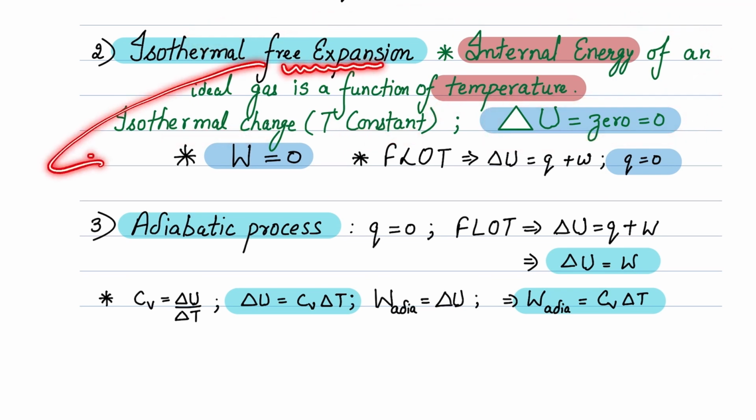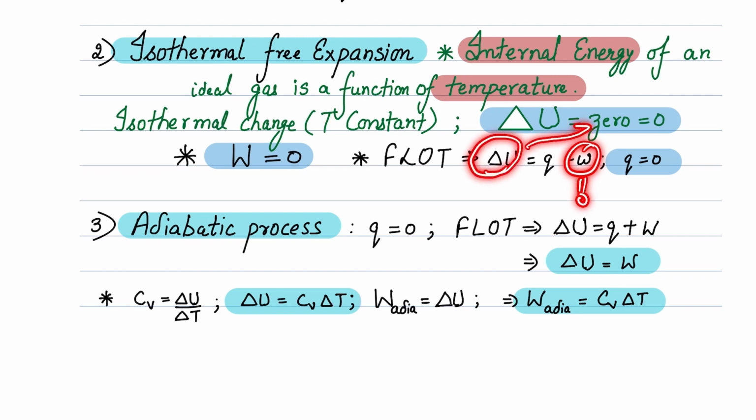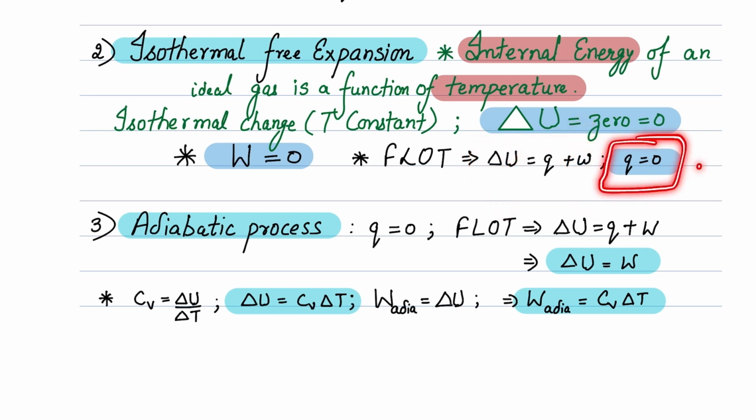So, if it is free expansion, so P external will also be equal to 0. So, W will become equal to 0, because W is equal to negative of P external delta V. So, first law of thermodynamics states that delta U is equal to Q plus W, as delta U is equal to 0, W is equal to 0, that means our Q will be equal to 0 also. So, please remember that in the case of isothermal free expansion, our internal energy change delta U is also equal to 0, our work done is also equal to 0, and our heat absorbed is also equal to 0.